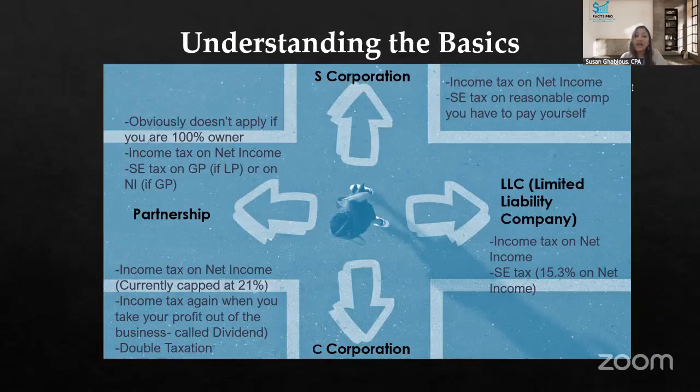And you get taxed income tax on your net income, same as everything else. And you get taxed self-employment tax, which is the 15.3%, on guaranteed payments if you're a limited partner. So if you're a limited partner and you provide service to the partnership, you get paid what's called guaranteed payments, and on these guaranteed payments you pay 15.3% self-employment tax. Or if you are a general partner, then you pay self-employment tax on your net income in total, same as with the single member LLC. You know what I mean?